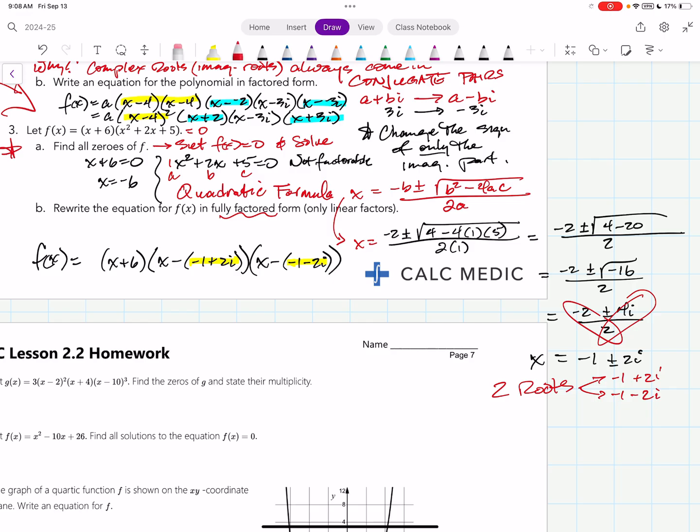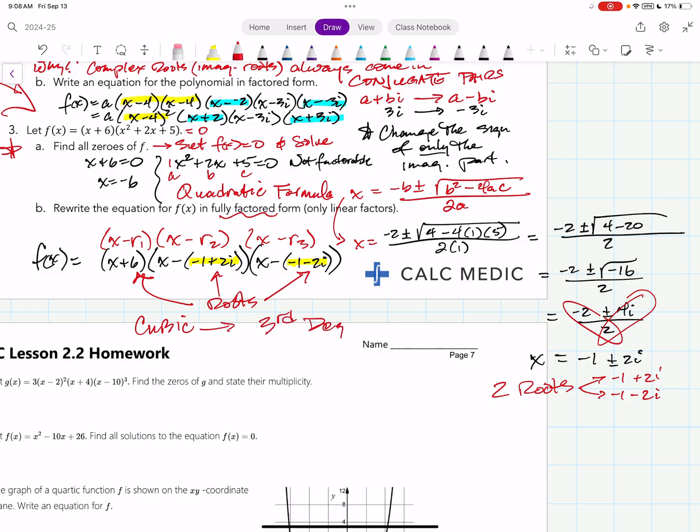So again, your general factored form is x minus r1 times x minus r2 times x minus r3. And again, these are called roots. And there we go. So this is, obviously, a third degree function. It's a cubic. Okay? Why a cubic? Well, it's third degree. Okay, and there you go.